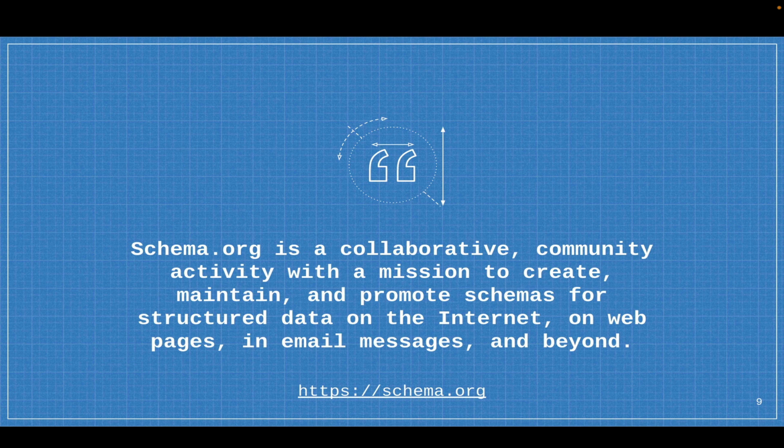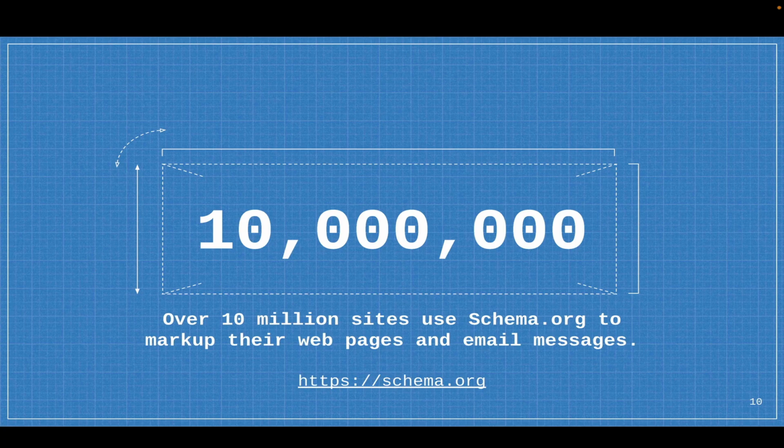And you see this in action on Google when you do a search and there's a perfect sidebar describing the information you're looking for. And inline, there are questions that people have answered. All of that is pulled from schema, written across the web on many sites. Over 10 million sites are using schema.org to mark up their web pages and email messages.